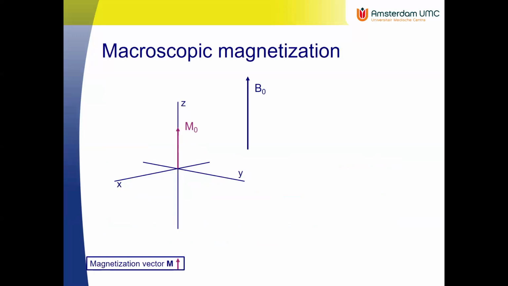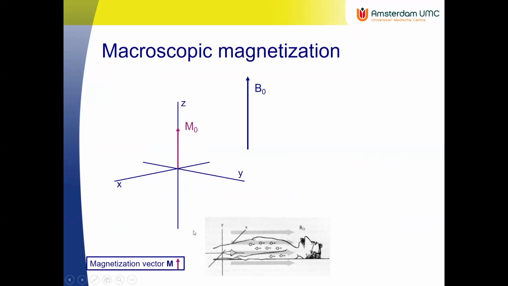This is a schematic representation, which I would like you to understand, because we're going to use it a lot in the next couple of slides. It's a bit different from the one I showed before. Here I have the man lying horizontally in the MRI scanner, and in this picture below, the main magnetic field is in the horizontal direction. So the protons align with the main magnetic field.